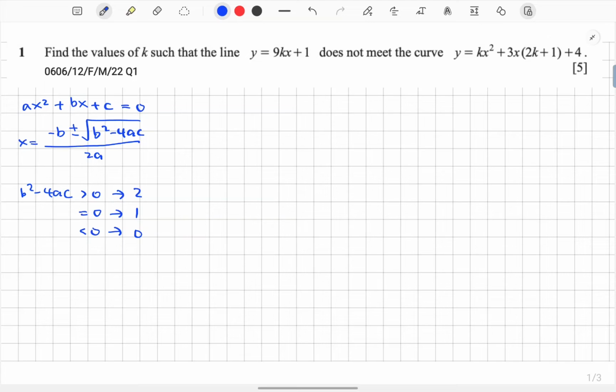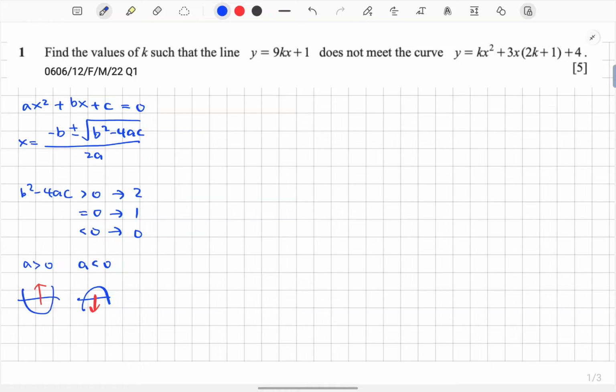And the other thing to take note of is the a value we have here. When a is greater than 0, the parabola is opening upward. If a is less than 0, the parabola is opening downward.